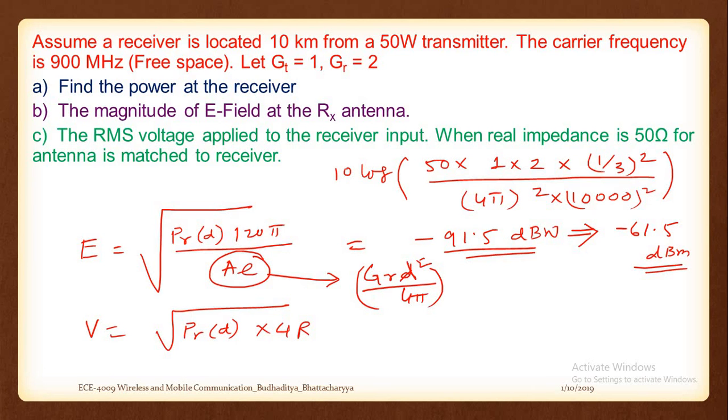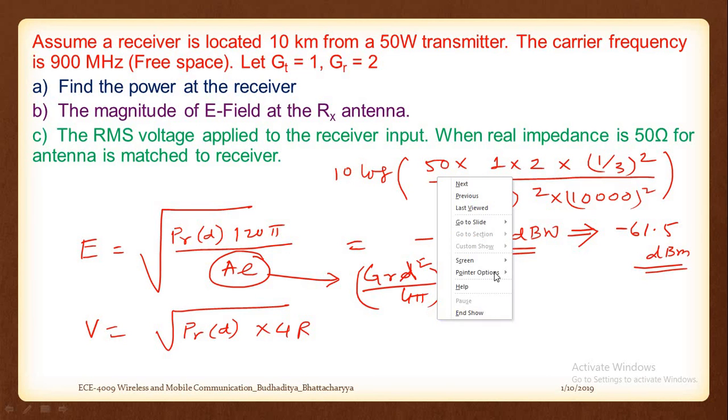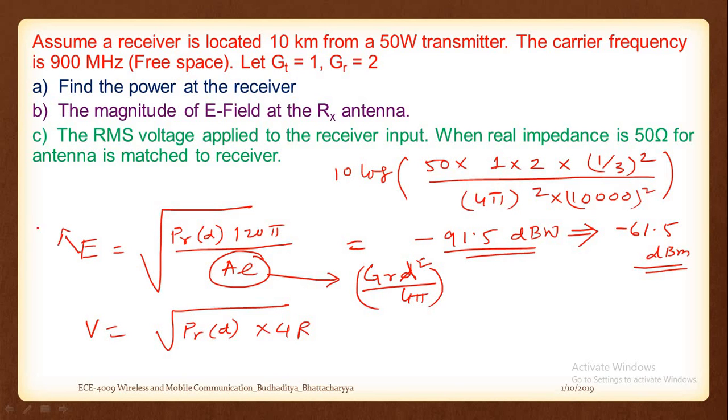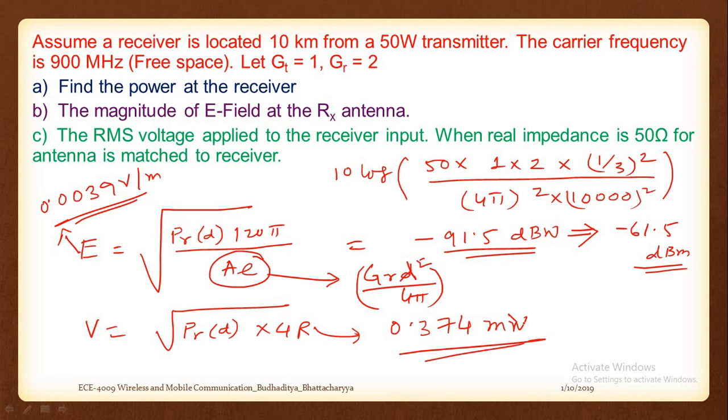I'll just give you the answer for this. Just try to calculate. For E, you will get the answer as, I'll write it over here, 0.0039, in terms of volt per meter. And for the voltage, you will get 0.374 millivolt. These are the two answers. Please substitute and find out the answer. Okay? So we'll start with the two-ray model. We'll finish off with the derivation next. Thanks.